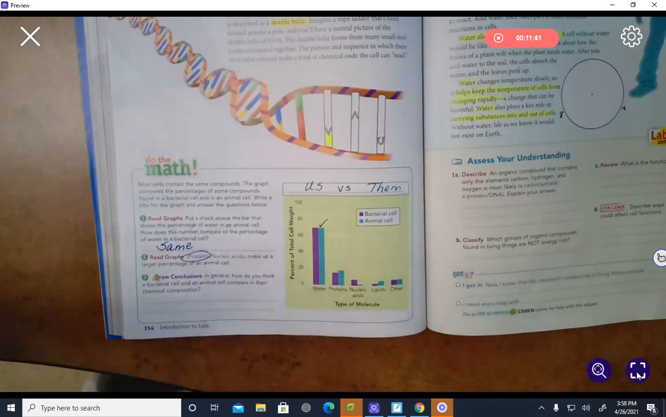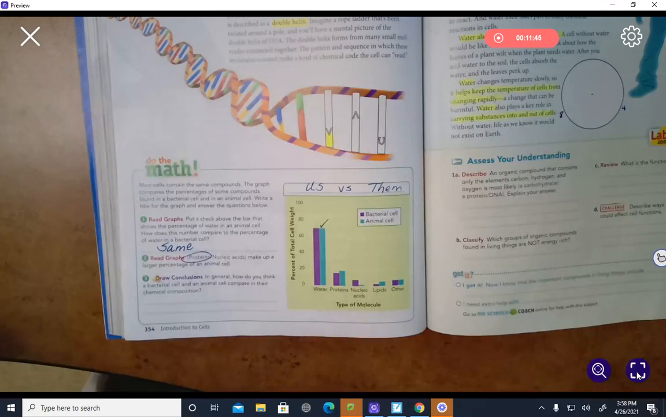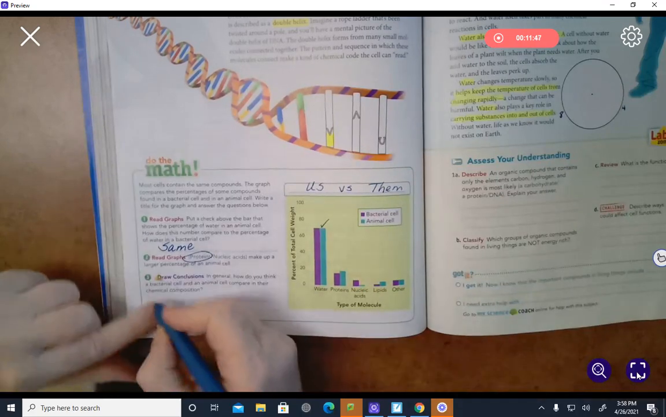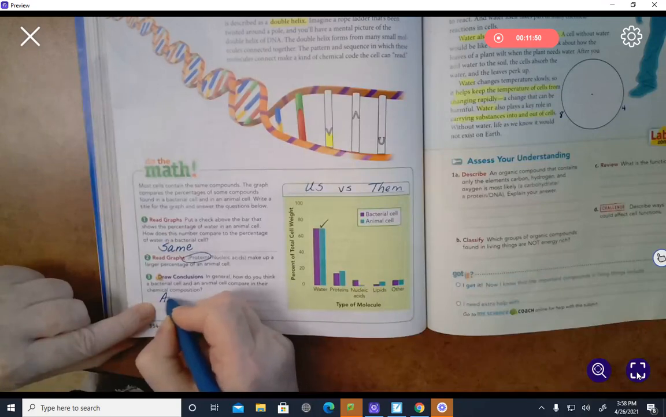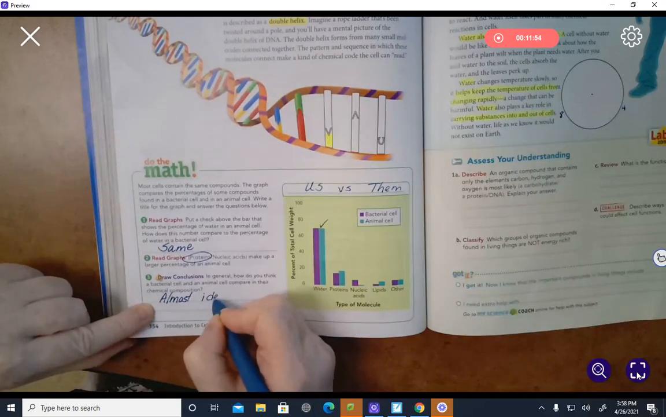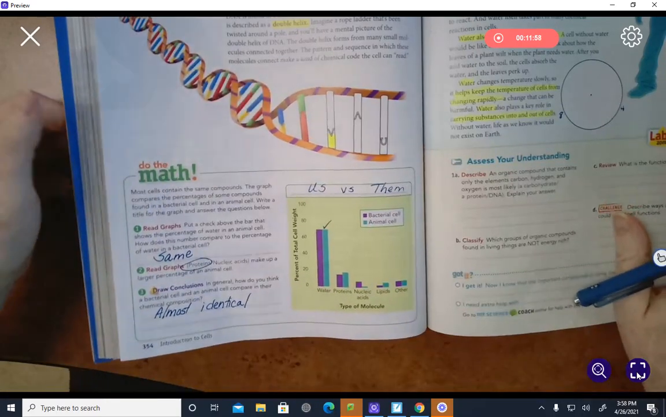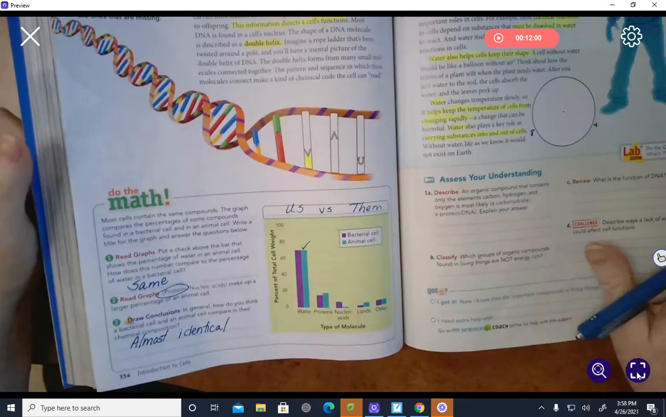And then in general, how do you think a bacterial cell and an animal cell compare in their chemical composition? They are almost identical, I think, anyway. It's kind of weird that we're the same as bacteria.